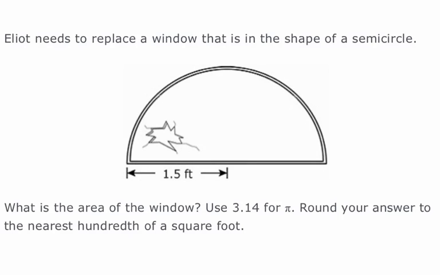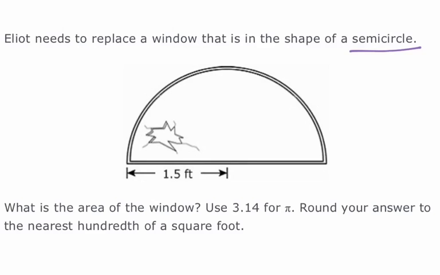So here's where we get our first area of a circle question, and it's actually of a half circle, a semicircle. So you want to be careful and make sure that you looked at that. It says Elliot needs to replace a window that is in the shape of a semicircle. So they give it to us right there. It's not going to be a full circle. We're going to have to divide by 2 at the end.